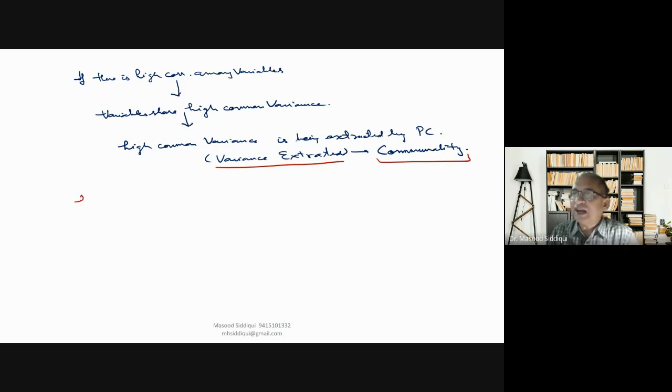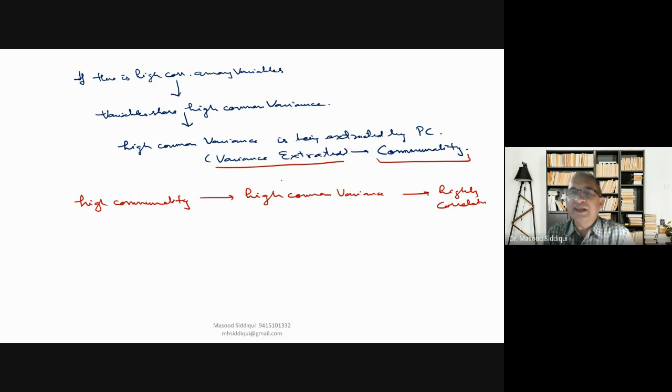So if high communality is there, it shows high common variance among variables, which further shows that they are highly correlated. So that simply tells us that the particular variable is appropriate for the principal component analysis.